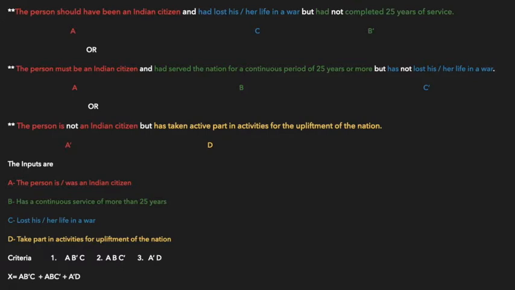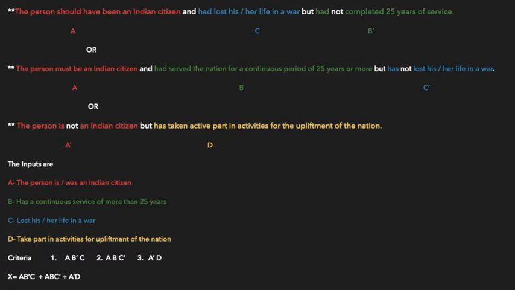Alright. Now coming to the third: the person is not an Indian citizen. Remember, A says the person is or was an Indian citizen, so that is why I have taken A as not, A barred. Alright.